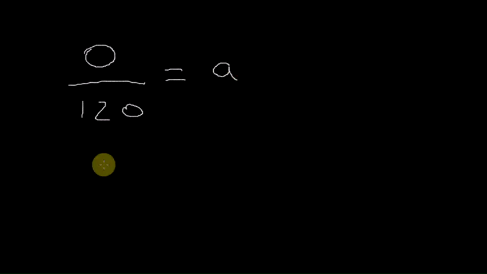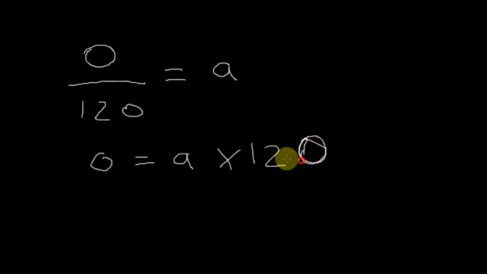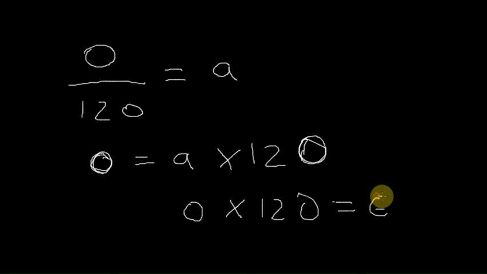So 0 equals A times 120, and what is 120 times something, A, to equal 0? What can give us 0? Well, only 0, right? So 120 times 0, so A must be 0, which is why 0 divided by 120 equals 0. And I hope that sort of proves it to you.